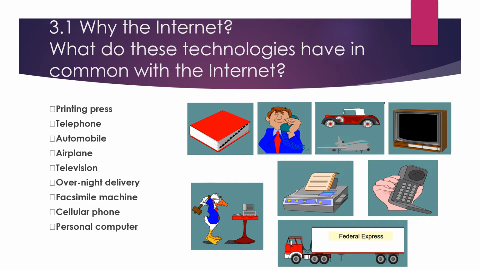Why the internet? What do these technologies have in common with the internet? First is the printing press. Second will be the telephone, the automobile, the airplane, the television, overnight delivery, facsimile or fax. Ito yung mga fax machine, cellular phones, and personal computers. Ano nga ba yung technologies na meron nito in common with the internet?